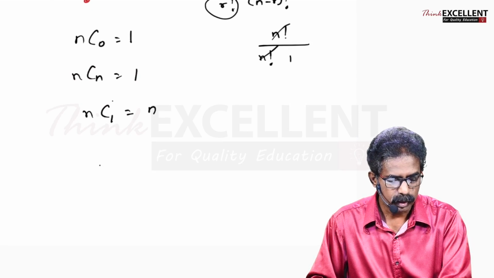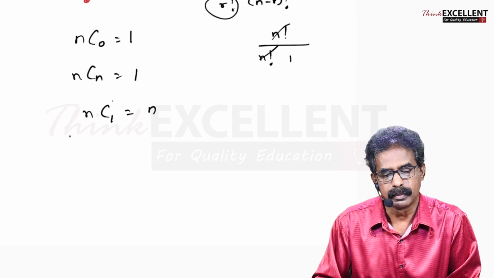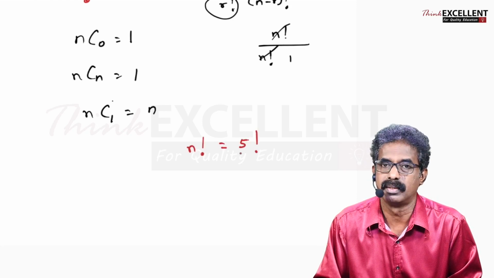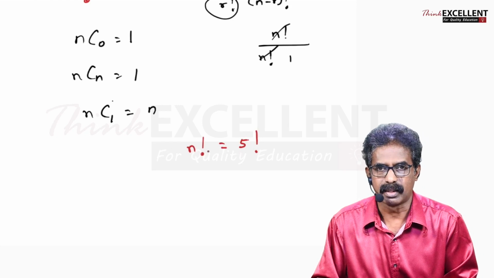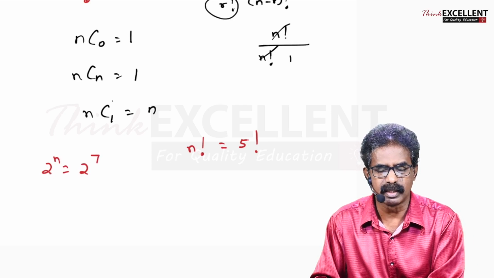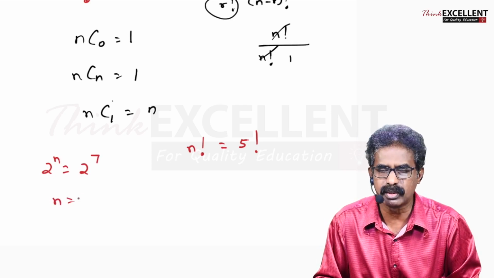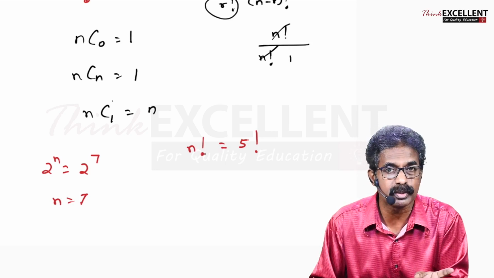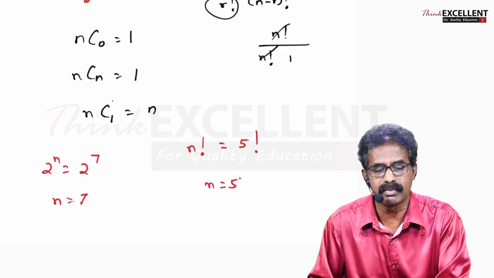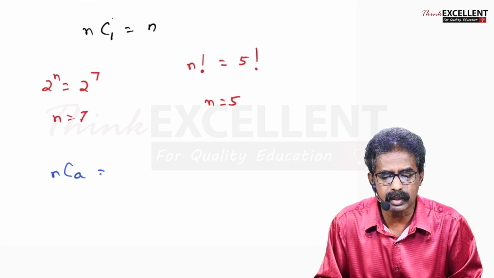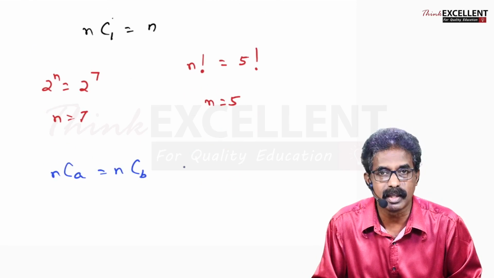Now the next one I want to give you, listen. Suppose I have somewhere n factorial equal to 5 factorial. Just as you compare 2 raised to n equal to 2 raised to 7, same type, so immediately you say n is equal to 7, right? Here n factorial equals 5 factorial, both sides are factorials only. You will say definitely n is equal to 5. So here in combination, suppose you have nCa equal to nCb. What can you say?